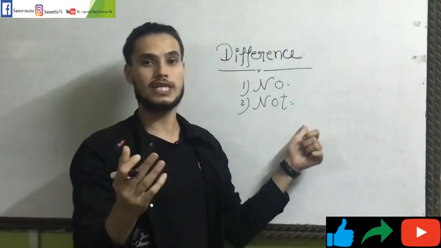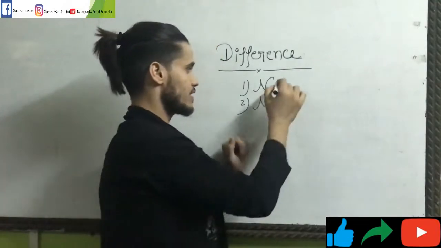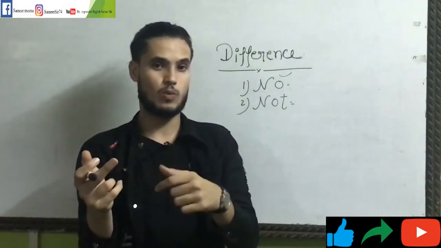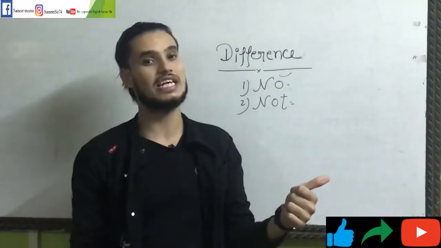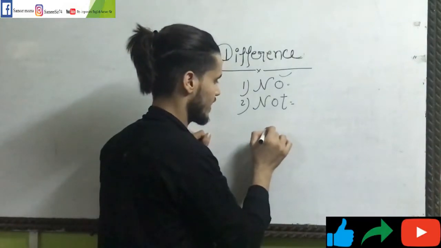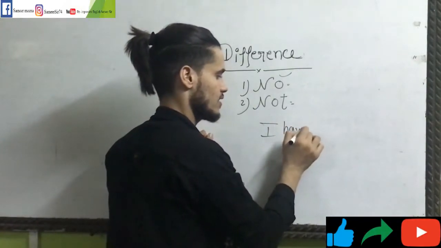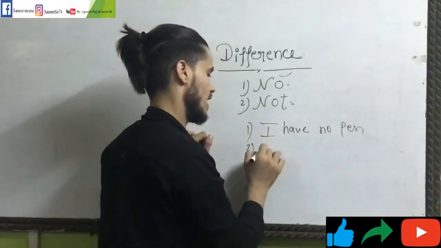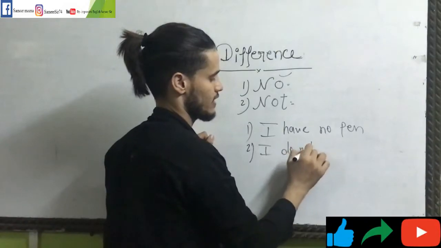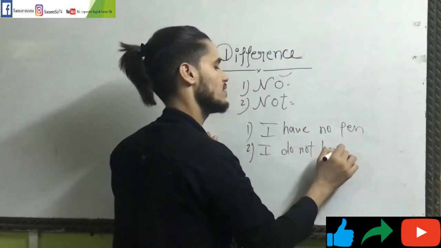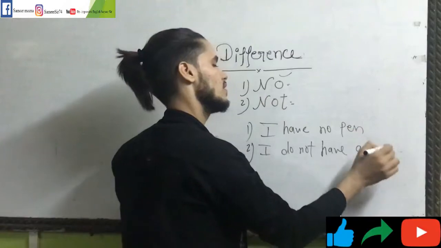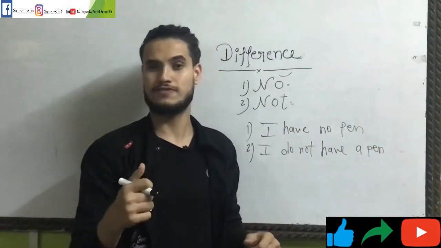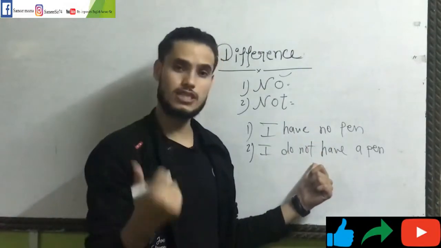So what do these two words do? Sir, I'm writing two words and you tell me the difference. What does it mean? All right. So the first is I have no pen, and the second is I do not have a pen. The first is I have no pen. So what's the difference between no and not?